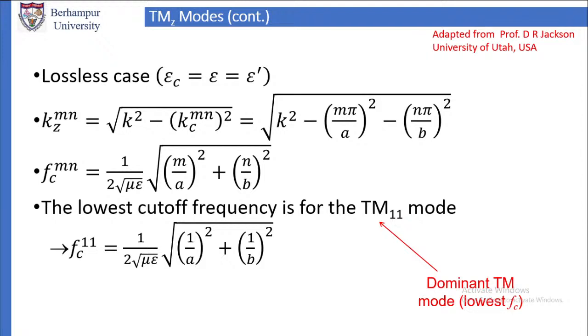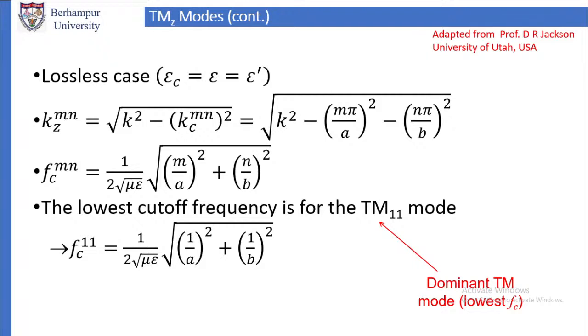Again, we will consider the lossless case here. In the lossless case, epsilon c is equal to epsilon, which is epsilon dash. Epsilon double dash is 0, sigma is equal to 0, so that epsilon c double dash is equal to 0. Here kz is equal to k square minus kc square. Now mn is there, so I will not repeat this mn. I'll just say kz, mn already is there.